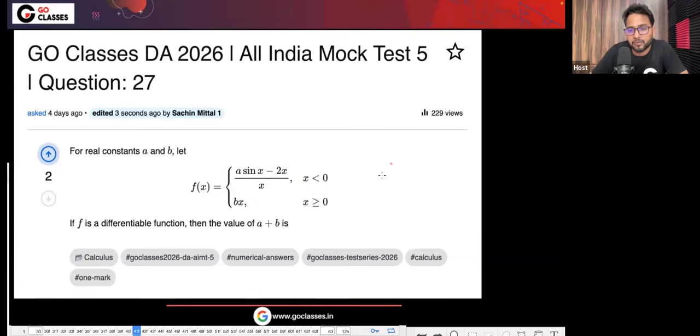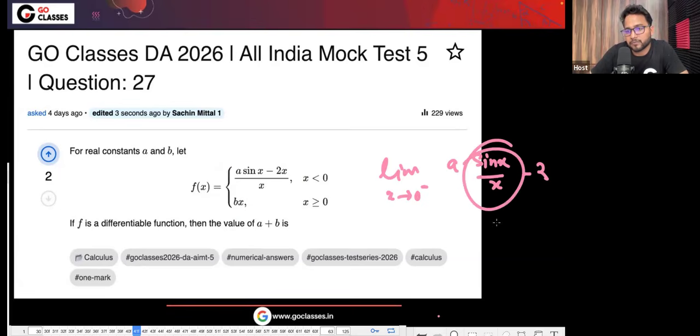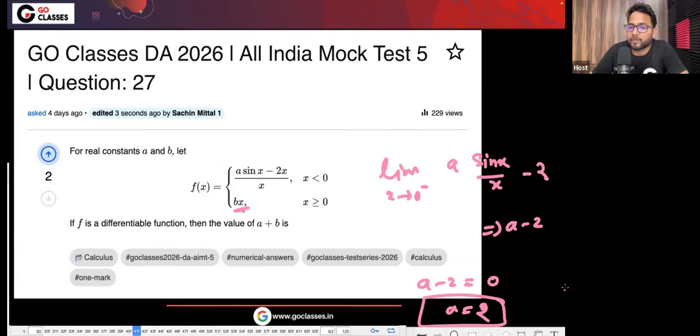So just before 0, which means limit x tends to 0 minus, the function is a sin x upon x minus 2, right? Since this is 1, this value will be a minus 2, and this value will be anyway 0, right? So with the continuity you can say a is 2. Okay, with the definition of continuity you are getting a is 2. Now you need to find out b also.